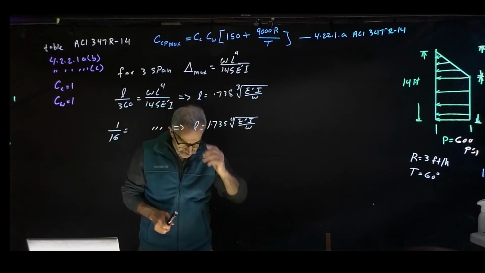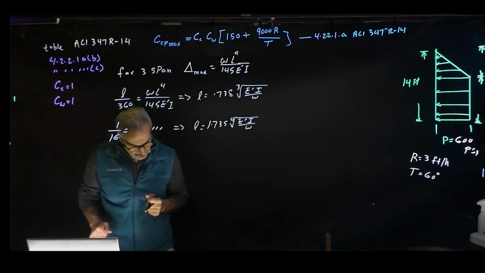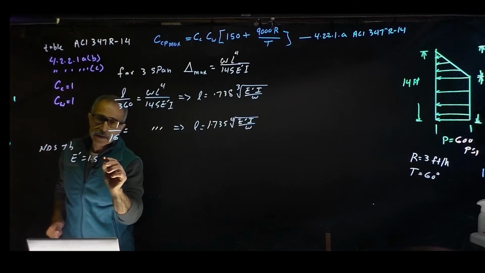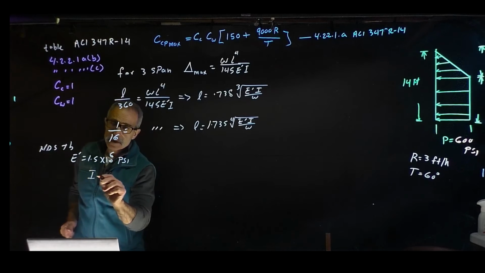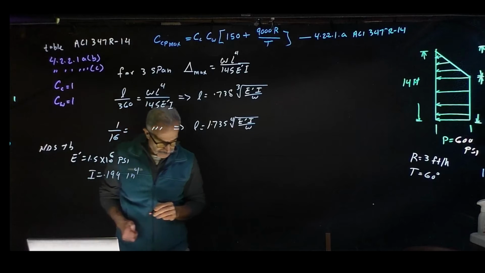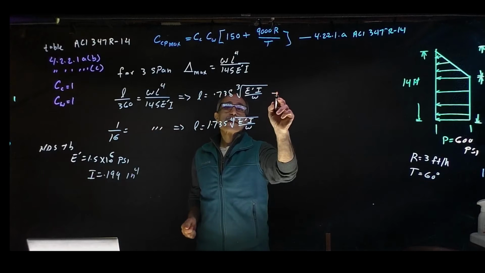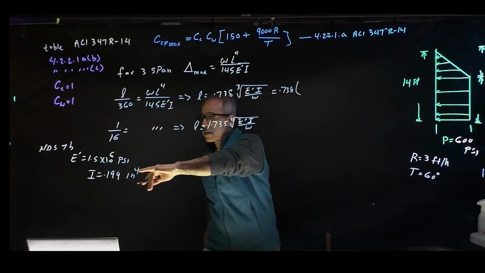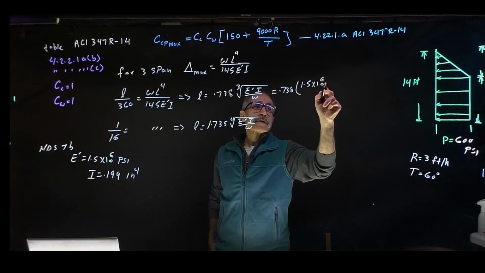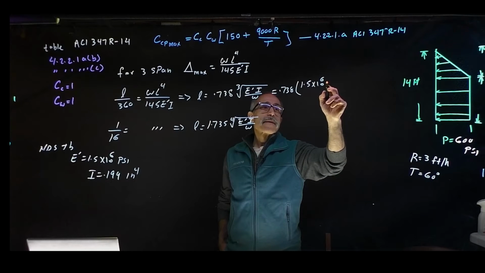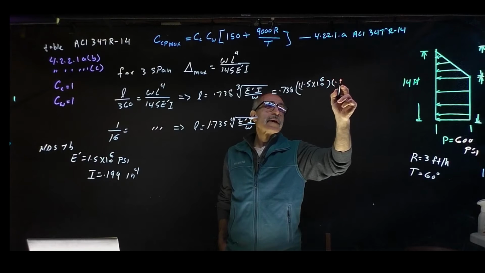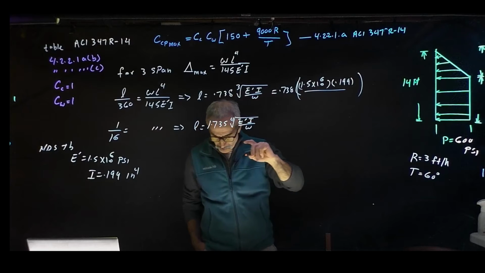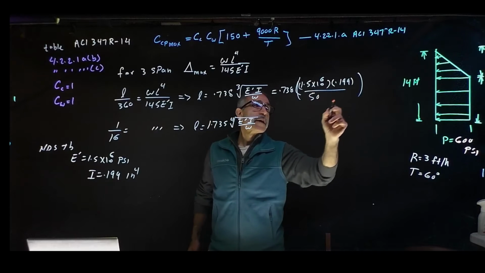If I plug in all these numbers, we have E prime from the table. E prime is equal to 1.5 times 10 to the power 6 psi, which could be in the DS table. Moment of inertia is equal to 0.199 inch to the power 4. So we calculate that with 0.738. This is not a square root, so it's 1.5 times 10 to the power 6, multiplied by EI, which is 0.199, and the whole thing divided by W, which came out to be 50 pounds per inch, and this whole thing to the power 1/3.